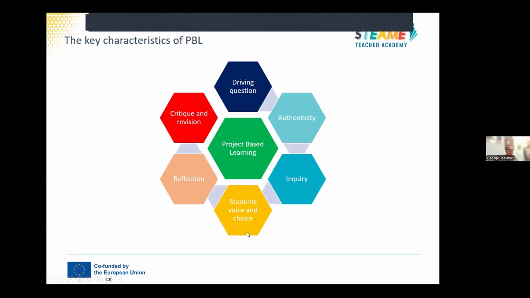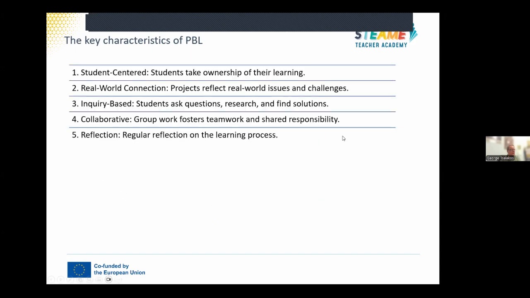They have to choose the way that they will address this problem. We're giving them reflection in every stage of their investigations. And finally, we can have the final assessment and maybe the revision of the results. These characteristics of project-based learning are very important.